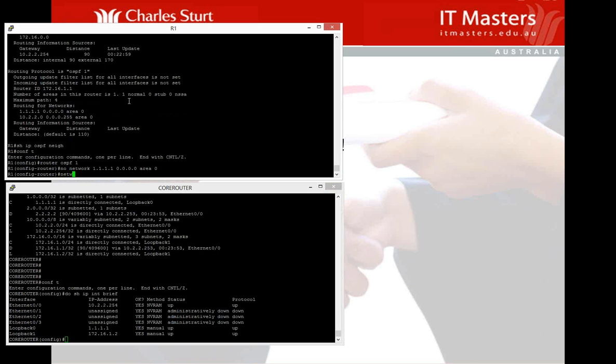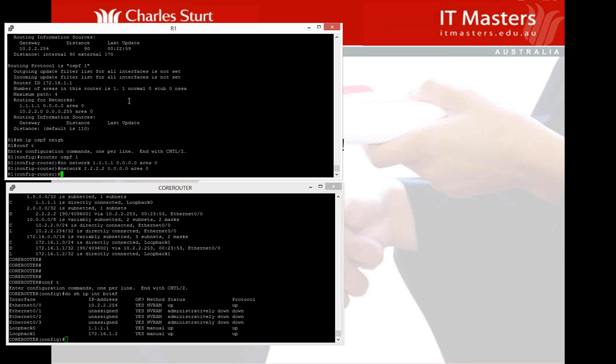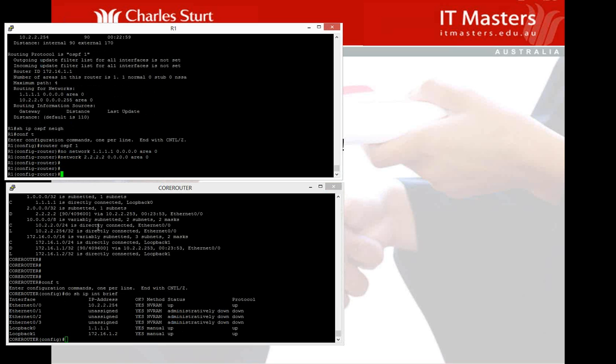Okay, so network. Give them more practice. Okay. So that puts that network in there. Now notice that with the router ID, 172.16.1.1, that network doesn't actually have to be set up to be sent out via the routing updates to actually be used as a router ID. That's not a requirement, doesn't matter.